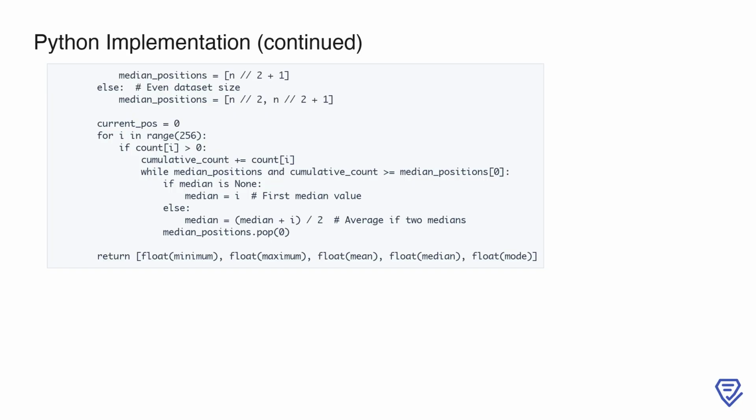Finally, after completing all calculations, the function returns a list containing the minimum, maximum, mean, median, and mode, all converted to floating point numbers for consistency.